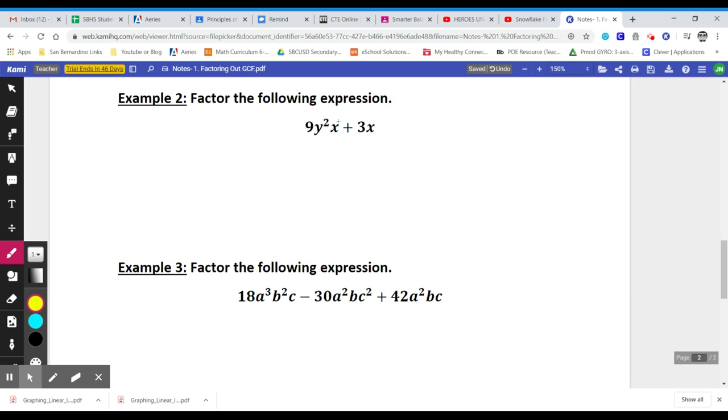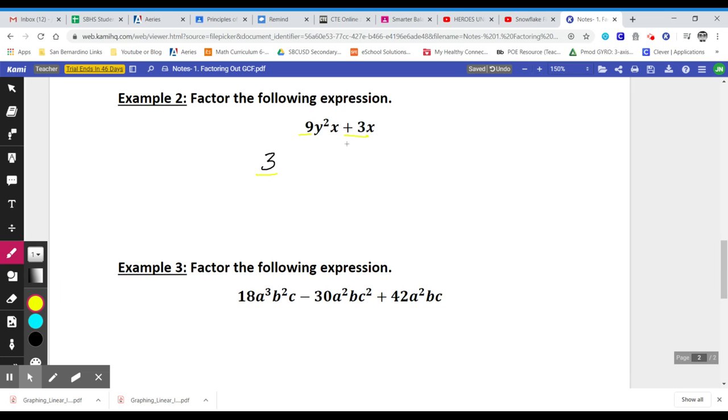So let's start with the coefficient. So I have a coefficient of 9 and a coefficient of positive 3. Now start with that. Is there anything that I can take out of both of them? Meaning, is there any number that I can divide them both by that is the biggest possible? I can divide them both by 3. So I can take a 3 on the outside, and I'm going to put a parentheses in a minute.